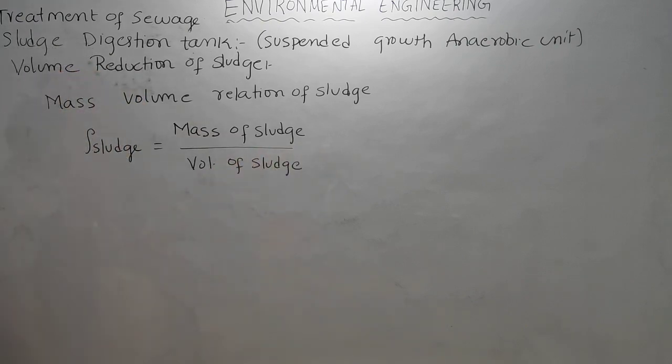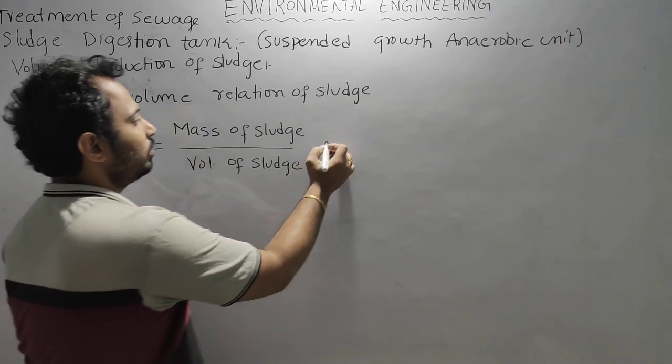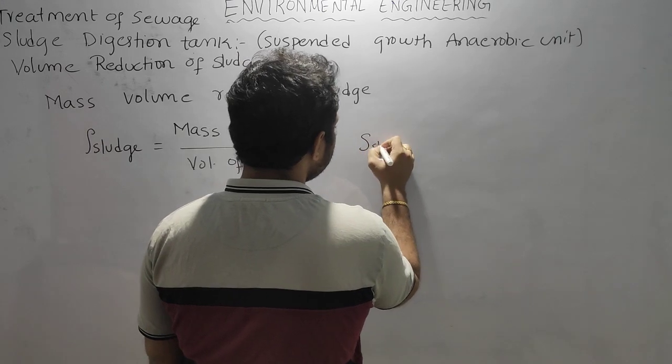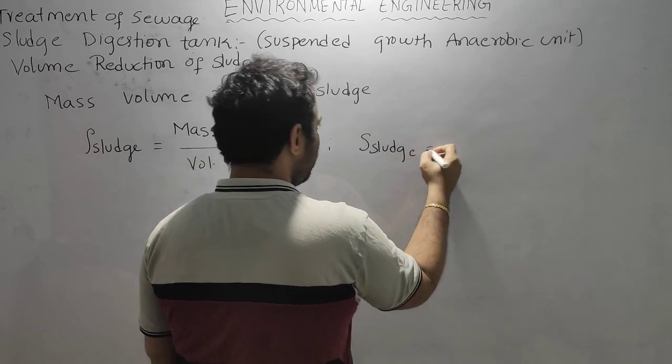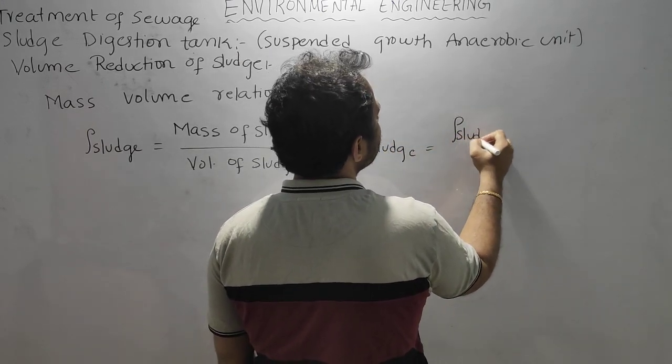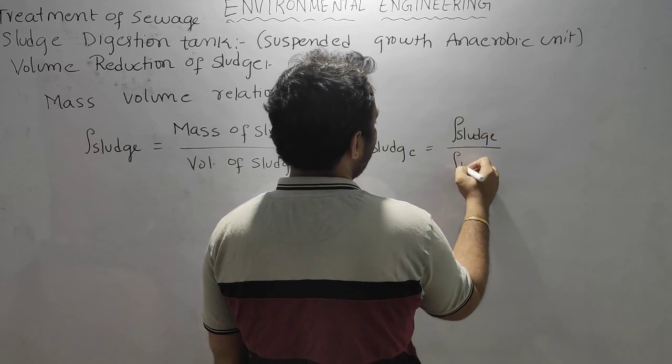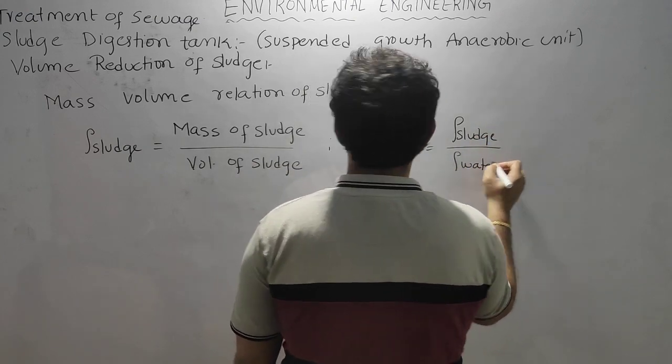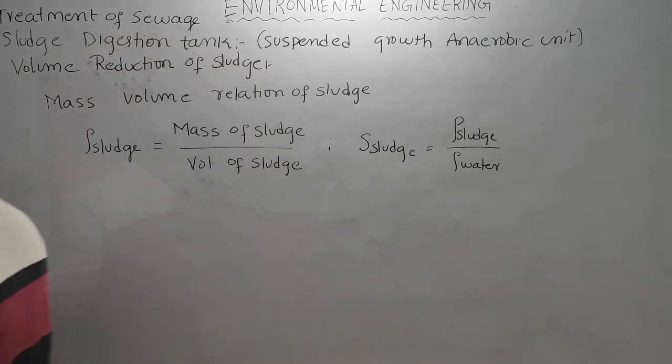Again, if you want the sludge specific gravity, then it is rho of sludge by rho of water. And this rho of sludge is a combination of water and the solids. So it is containing different kinds of materials in it.